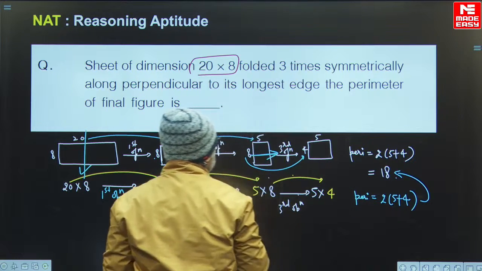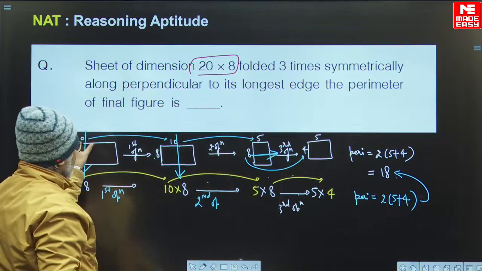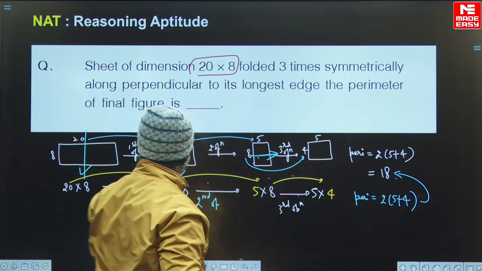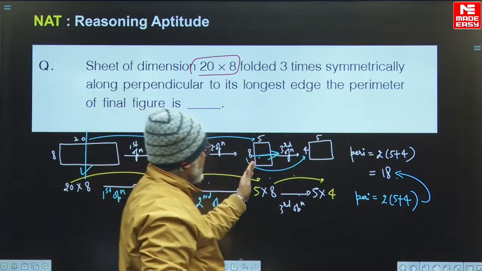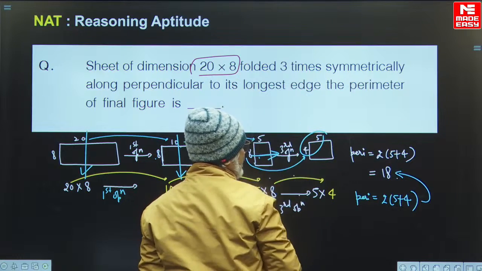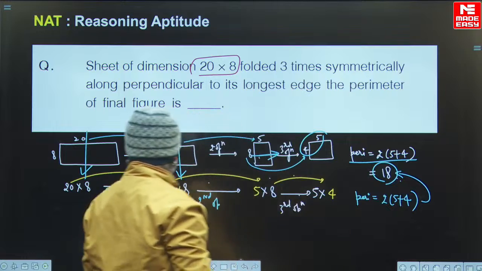It's folded along the lengthier side, perpendicular to the lengthy side. Lengthy side 20 will become half, 10. Lengthy side 8 will become half, 4. First operation, second operation, third operation is this. What we are getting, 5 and 4, and perimeter is twice of L plus B, that is equal to 18.